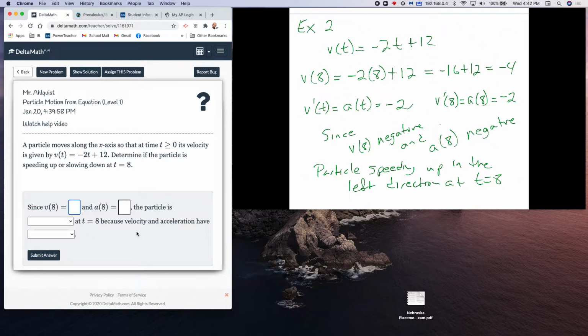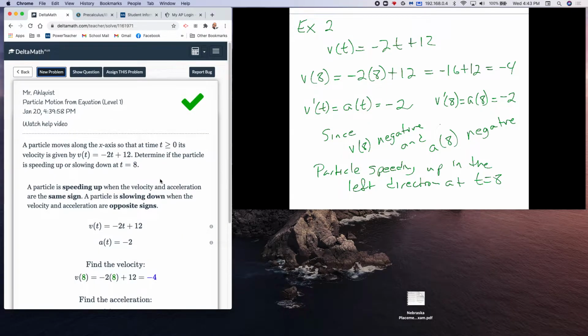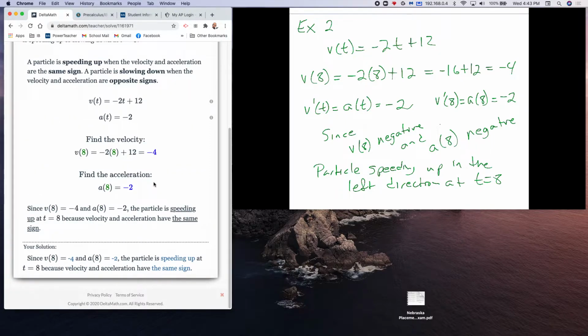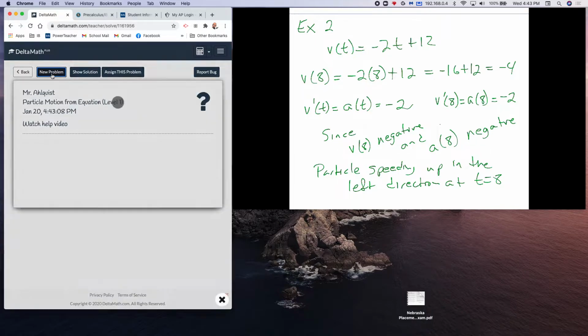So since velocity in this case at 8 is negative 4, and acceleration in this case is negative 2, the particle is actually speeding up because the velocity and acceleration have the same sign. And that's what we would do to calculate that. So you have to look at both velocity and acceleration.